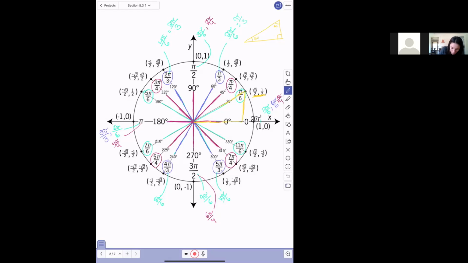And if you'll notice, that looks awfully similar to this triangle here, where this is 30 degrees, right? That means this is 60 and this is 90. Okay, so I just pull this out and we're going to take a peek at it.